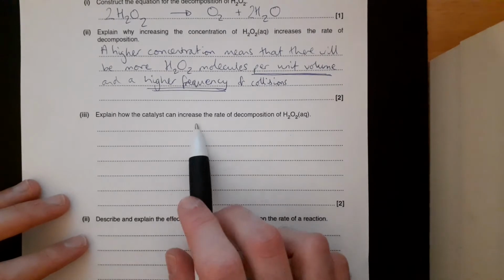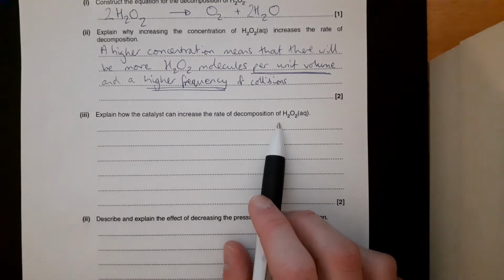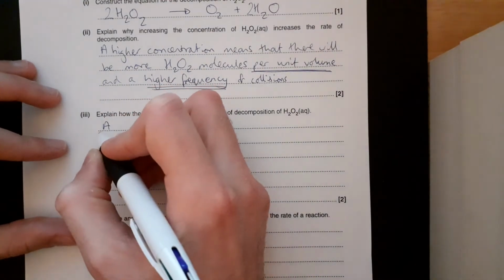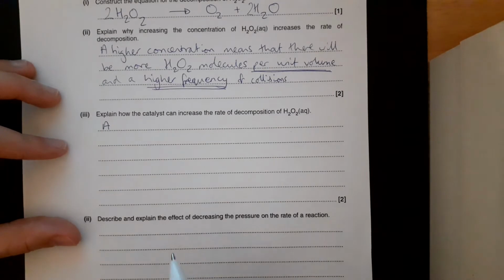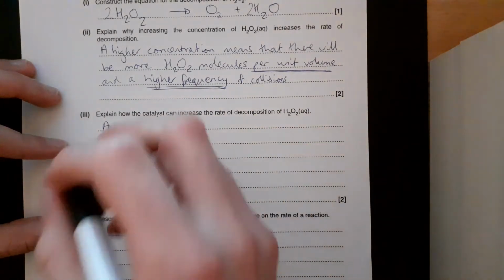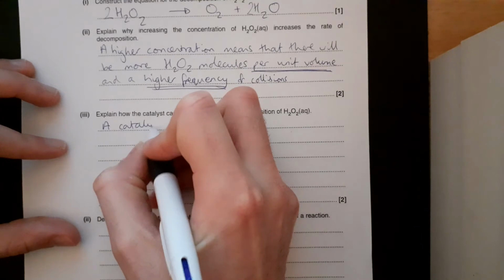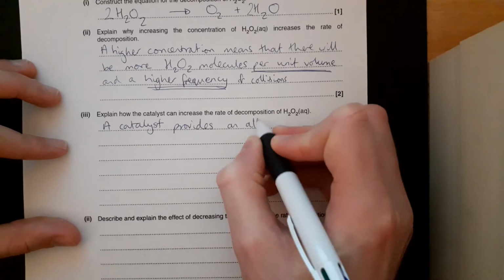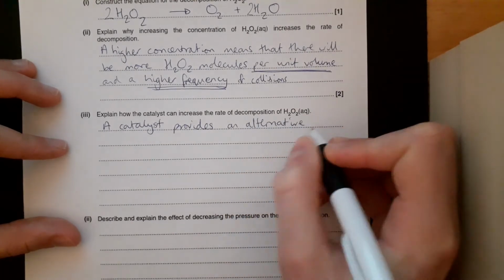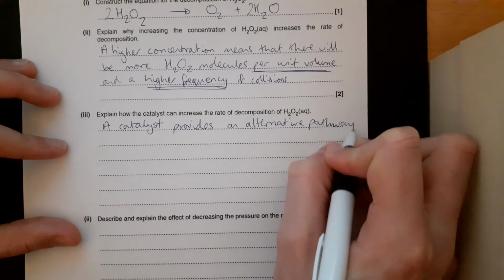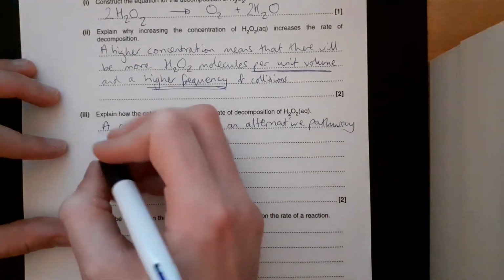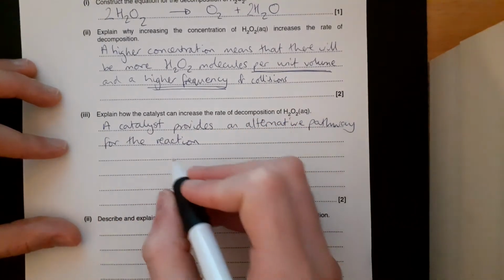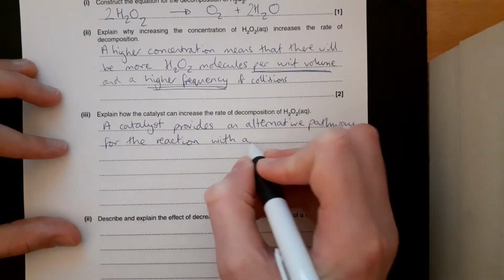Okay, explain how the catalyst can increase the rate of decomposition. So this is just explaining what a catalyst does. This is one you need to learn, really. There's a certain wording for this that they do allow you a bit of leeway on, but it's best if you can word it exactly how they'll want you to write it. So a catalyst provides an alternative pathway for the reaction, or you could say a different mechanism. An alternative pathway for the reaction. So it allows the reaction to happen in a different way, essentially. A pathway for the reaction with a lower activation energy.